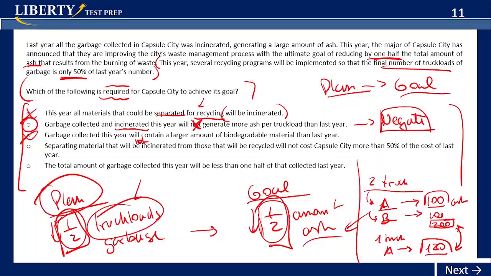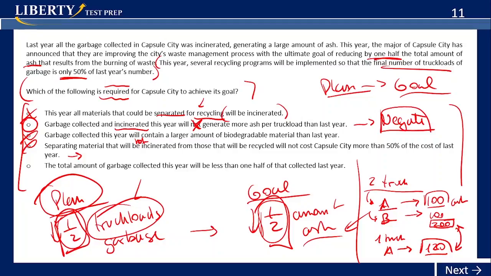What is the goal here? To reduce by 1/2 the amount of ash. So this letter D is out of scope because it's focused on the cost, on monetary issues, and that's not the focus of the argument. Letter E, the total amount of garbage collected this year will be less than 1/2 of the amount of garbage collected last year. Okay, so it will be less than 1/2 the amount of garbage.